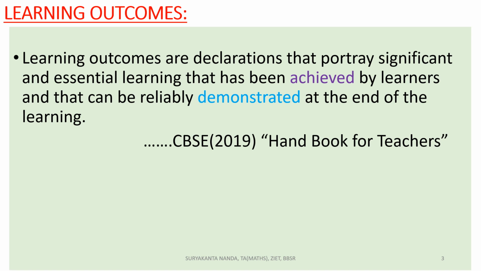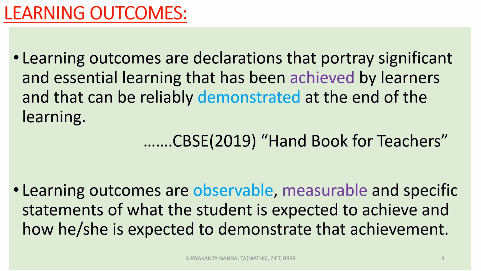So, learning outcomes are declarations that portray significant and essential learning that has been achieved by learners and that can be reliably demonstrated at the end of the learning. Learning outcomes are observable, measurable, and specific statements of what the student is expected to achieve and how he or she is expected to demonstrate that achievement. So, learning outcomes are statements of what a student will be able to do or demonstrate at the completion of a certain sequence of learning. It is mainly concerned with the achievements of the learner and less with the intentions of the teacher.